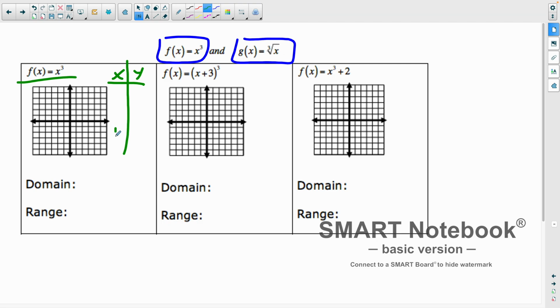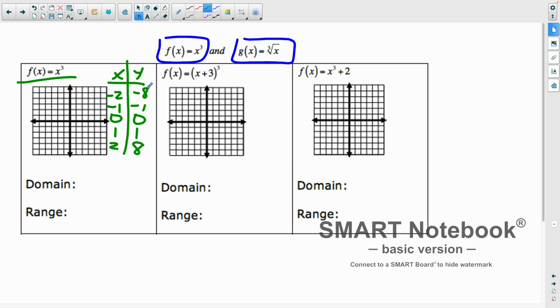1. 1 cubed is 1. What else would be another easy value? 2. 2 cubed is 8. How about 0? It's my favorite one. All right. 0 cubed is 0. What about -1? What's -1 cubed? -1, because 3 negatives make a negative. And -2 cubed would be -8. What do you notice? It's just flipped, right? It's the same table that we just did, correct?